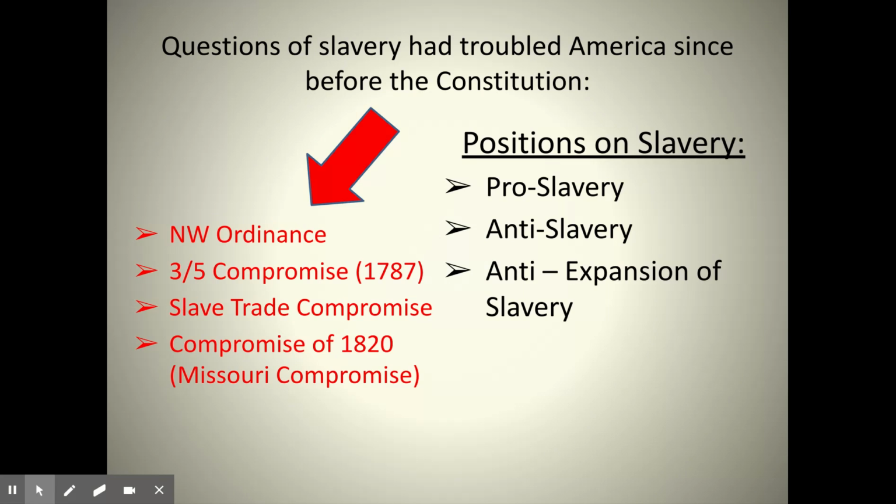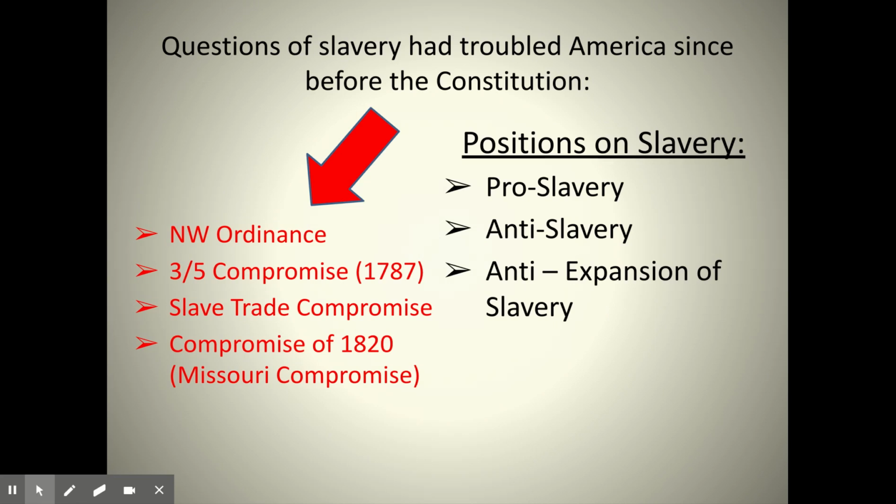And then you have the Missouri Compromise. Remember, that was the debate over the entry of Missouri. In the end, Missouri came in as a slave state, Maine as a free state. Maine and Missouri would enter at the same time to keep the balance, and then that 36°30' line would determine the future of slavery in those territories.